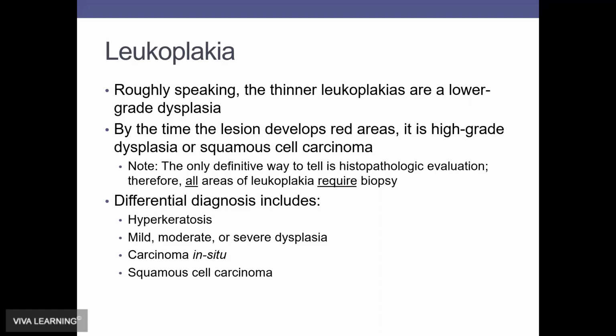In general, thin leukoplakias are a lower grade dysplasia. As they get thicker, the dysplasia worsens. And then as it thins out and the red areas develop, by that time, it's almost always a high-grade dysplasia or a cancer. That all being said, the only way to tell is a biopsy. So if you have a patient with leukoplakia, biopsy is required. The differential diagnosis ranges from completely benign hyperkeratosis, some degree of dysplasia, all the way to squamous cell carcinoma.